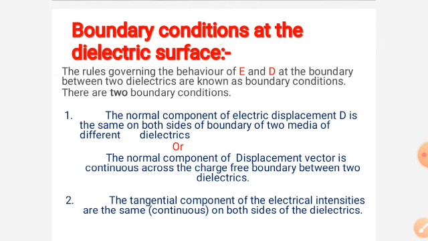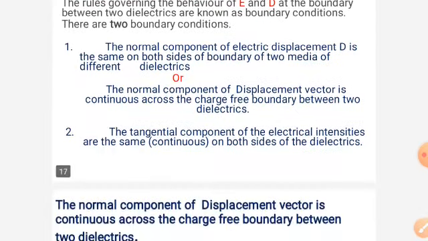First boundary condition is the normal component of displacement vector. That is, the normal component of electric displacement is the same on both sides of the boundary of the two media of different dielectrics. It may be defined as the normal component of displacement vector is continuous across the charge-free boundary between two dielectrics. Second one is the tangential component of electrical intensities are same on both sides of the dielectrics.